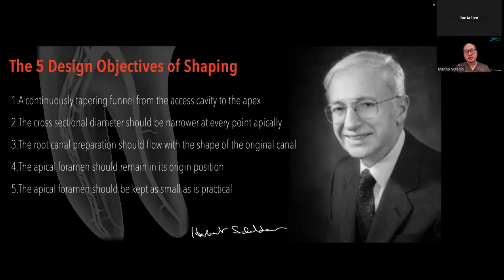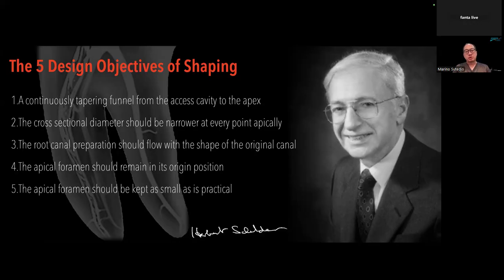And if it is a funnel, it means we have a good shape of the canal. It means we have a cross-section diameter that should be narrower at every point apically. So it will be like a cone shape of the root canal system. If you have a cone shape like this, it is very easy for the irrigants to reach the apical and to clean the apical part of the root canal.